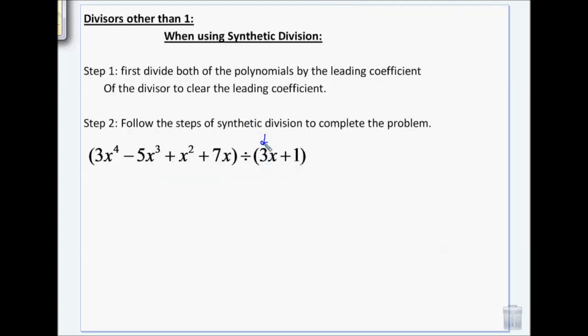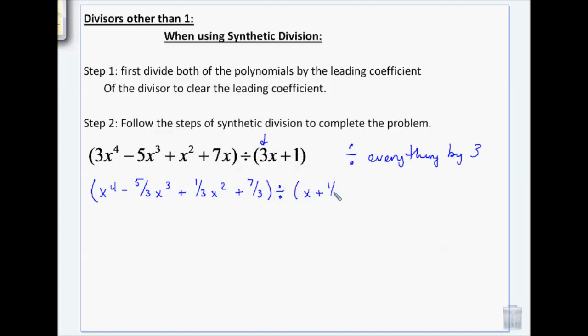My divisor has a leading coefficient that's not a 1. I have to divide everything by that number. So I have to divide everything by 3. So this is going to give me x to the 4th minus 5/3 x to the 3rd plus 1/3 x squared plus 7/3 divided by x plus 1/3. Synthetic division, you can't have anything other than a 1 right here. Okay, so if you're doing synthetic division, you have to divide everything by whatever number this is, which can give you whatever fractions it gives you.